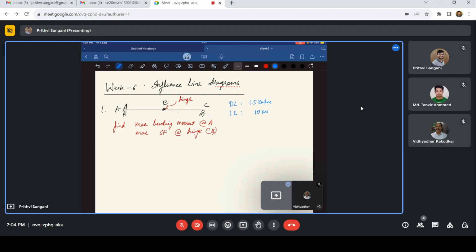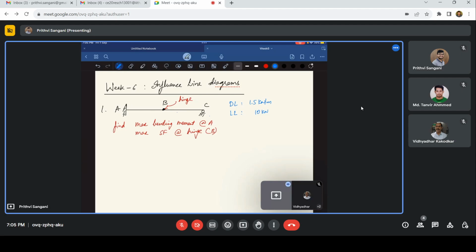When we are dealing with influence line diagrams, mostly we'll be dealing with the live loads, because the dead loads will not be moving. We use influence line diagrams only for moving loads. The dead load is always constant; it remains on the structure. The live loads are the ones which are actually moving. In the question, the live load is given as 10 kilonewtons. So let us solve this problem.